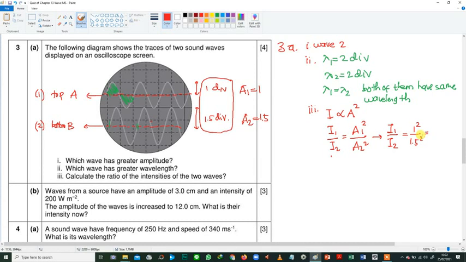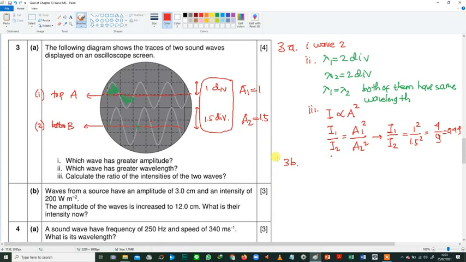So at the end, the answer is gonna be 4 over 9, or you can make it into decimal, 0.44. So that is 3A. Let's continue to 3B.